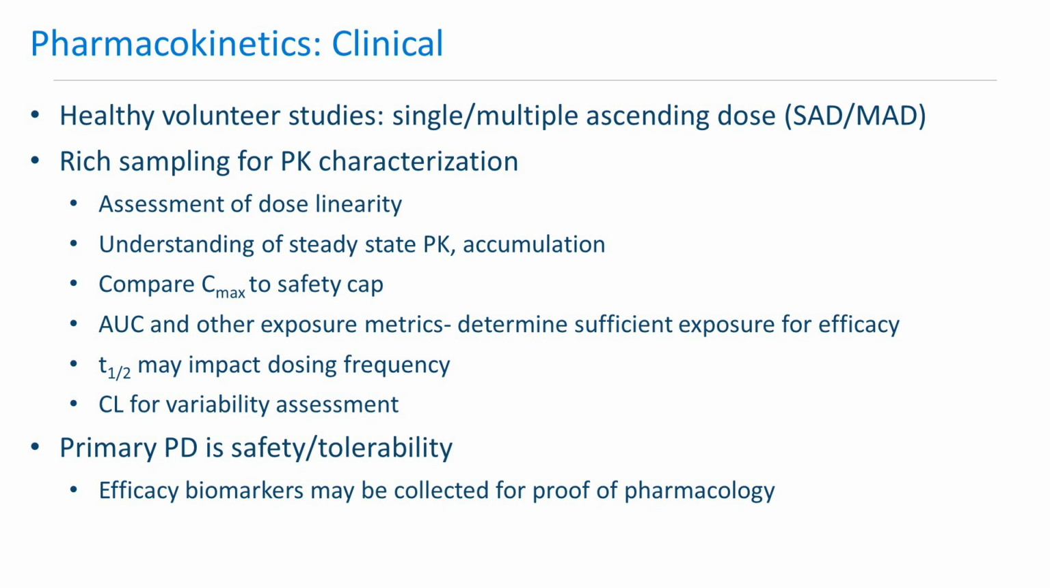We can compare our maximum concentration to that safety cap that we mentioned in the previous slide. And we can look at things like AUC and other exposure metrics to make sure that we are getting sufficient exposure for efficacy. This will help us in coming up with our later phase doses where we need to make sure that we're seeing appropriate efficacy. It helps us to understand the half-life of the drug in humans, which will help us to impact dosing frequency, as well as getting initial assessments of clearance in healthy volunteers, which will give us an initial assessment also of our variability. We'll plot clearance as a function of things like age and body weight to see whether or not we have very important covariates we need to investigate as we go into later phase studies.